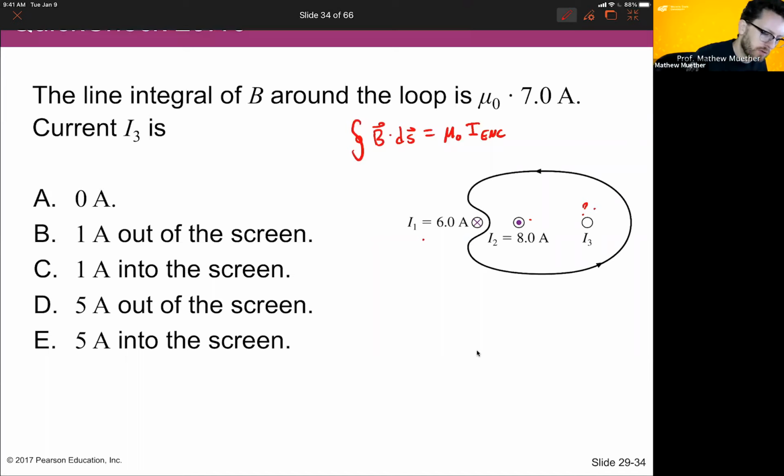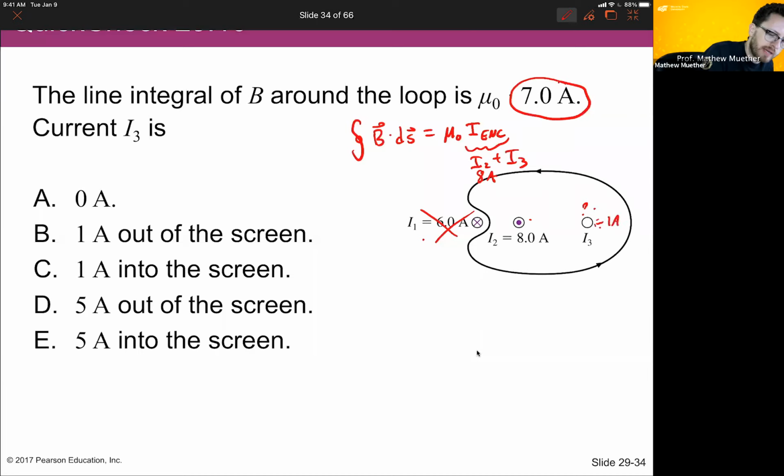How are we going to do this? Well, this thing is the total enclosed current. Well, I can see I1 is not enclosed in this path. So this total enclosed current is going to be I2 plus I3. I can see that that has to sum together to be 7 amps. I2 is equal to 8 amps, so that means I3 had better be minus 1 amp.